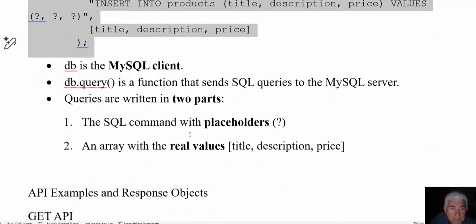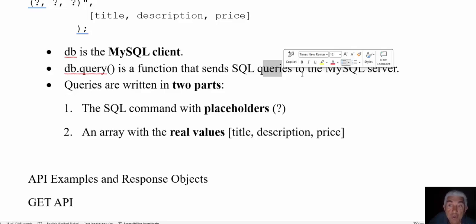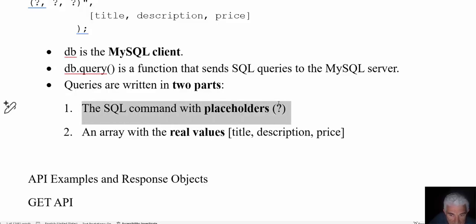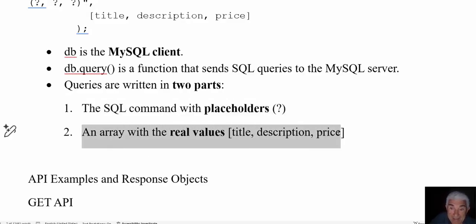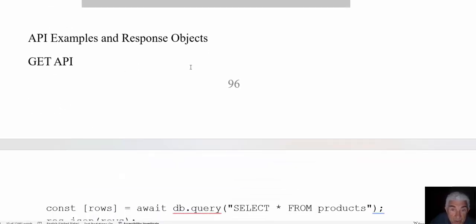Here it is. db is the MySQL client. db.query is a function that sends an SQL query to the MySQL server. Queries are written in two parts: the SQL command with placeholders and an array with the real values: title, description, price. API example and the response object: get API.